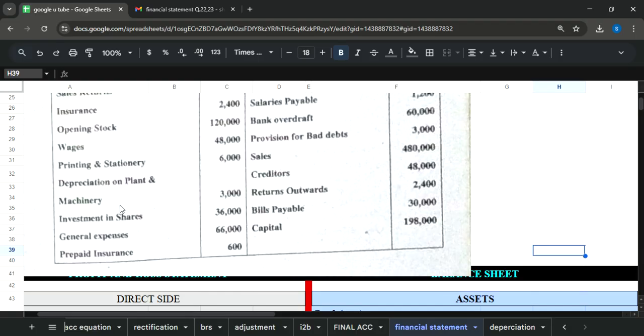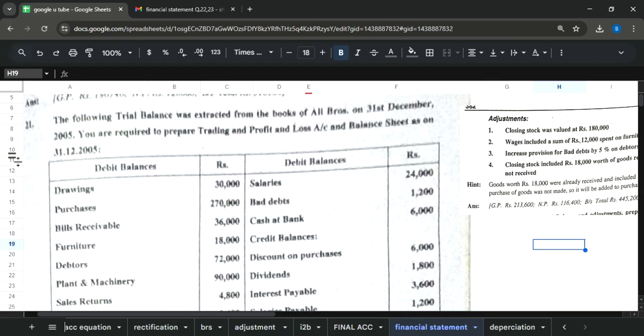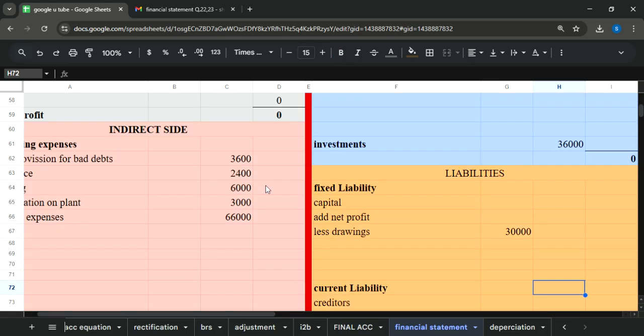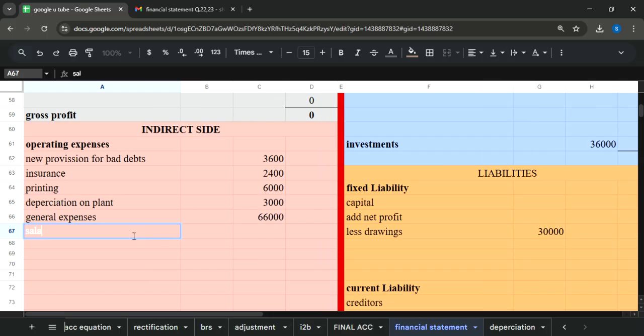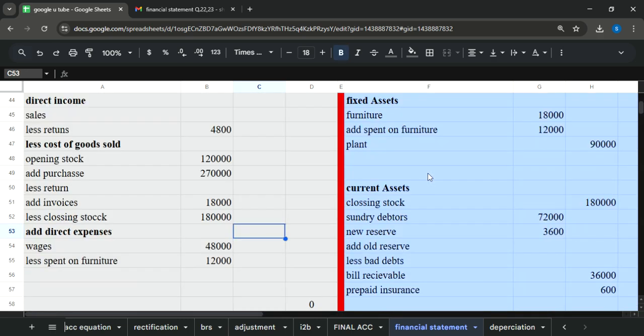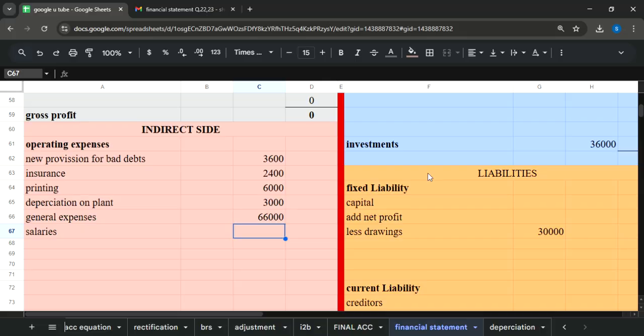So guys, left side is completed. Now we will be looking forward to the right side. There we have salaries. We will go to operating expenses, and here you will write the amount of salaries, which is 24,000. So here you will put 24,000.